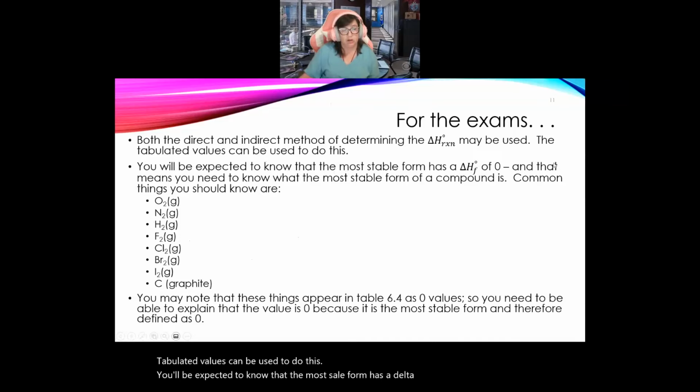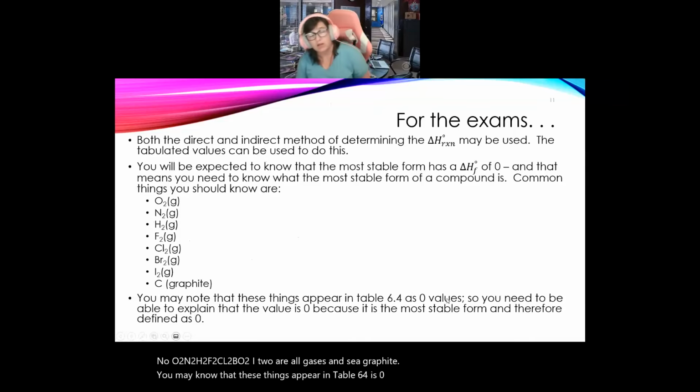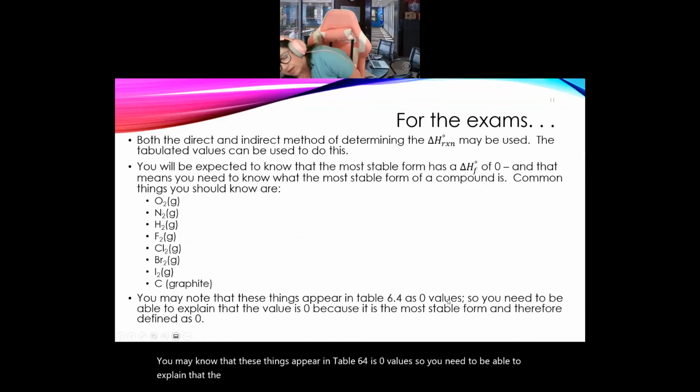And that means you should know what the most stable form of a compound is. Common things that you need to know: O2, N2, H2, F2, Cl2, Br2, I2 are all gases, and C graphite. You may note that these things appear in table 6.4 as 0 values. So you need to be able to explain that the 0 is because it's the most stable form and therefore defined as 0. Okay, so I may say to you, hey, what's the value for this?